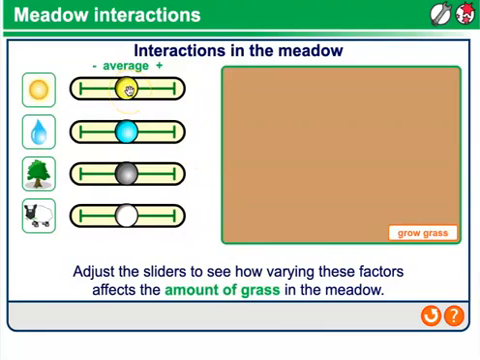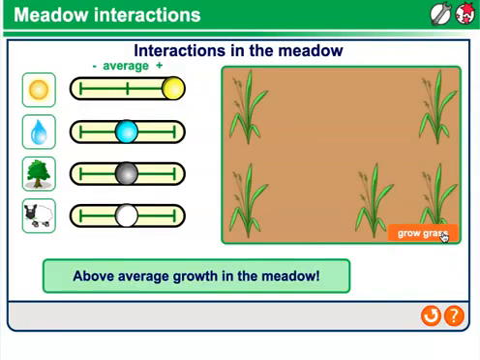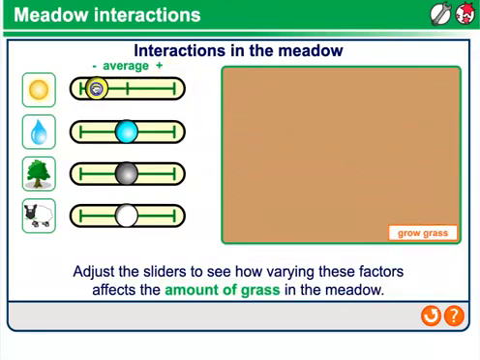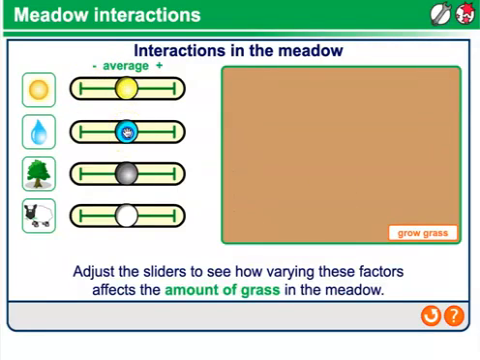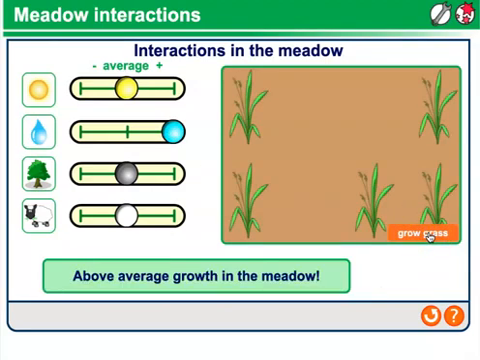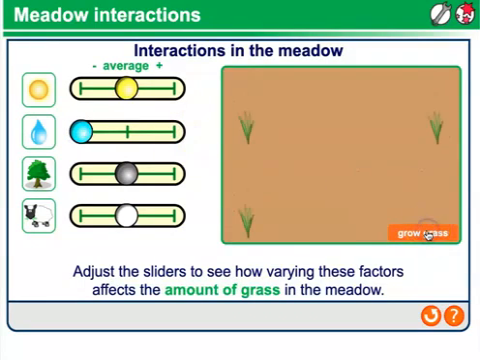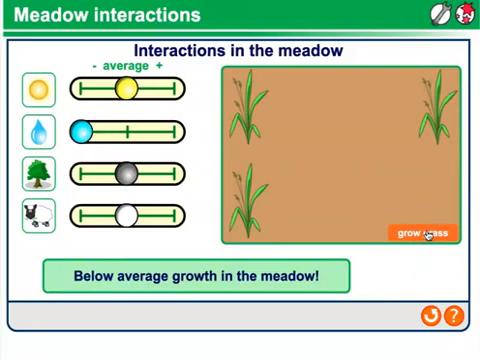If our average amount of sunlight increases with regard to the grass in the meadow, we are going to have above average growth. If that same variable decreases, we are going to have below average growth. If our amount of water increases, we'll have above average growth. If it decreases, we will have below average growth.